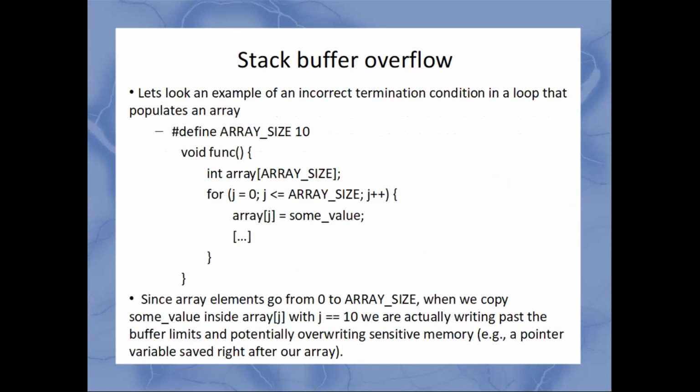So let's look at the example of an incorrect termination condition in the loop that populates an array. Here we have an array size of 10, and in this function the for loop is iterating from 0 to the size of the array. Since array elements go from 0 to array size minus one, when you copy some value into the array with j equal to 10, we are actually writing past the buffer limits and potentially overwriting sensitive memory, that is the pointer saved right after our array.